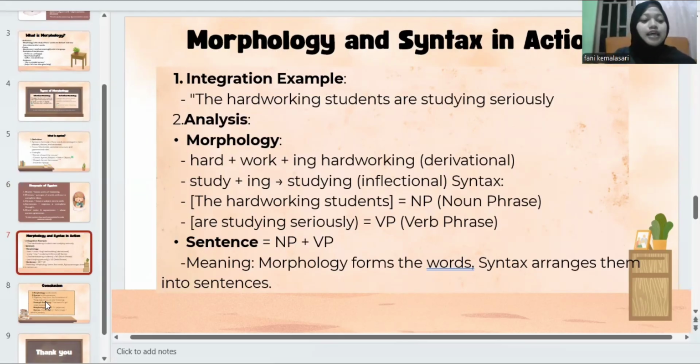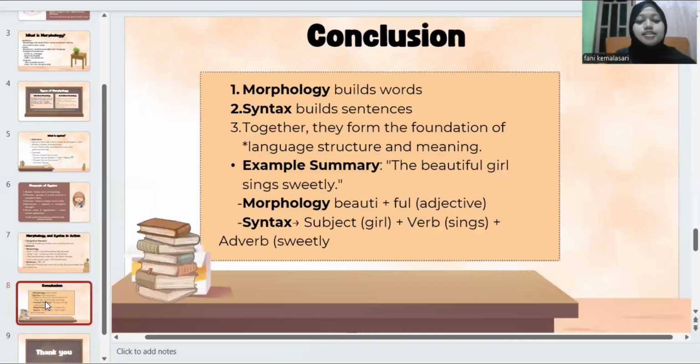And okay, and then there is conclusion. To wrap up, let's remember morphology builds the word and syntax builds the sentence. Together, they form the foundation of language and create meaning. For example, the beautiful girl sings sweetly. The morphology, beautiful, beauty plus full to beautiful, and syntax subject girl plus verb sing and adverb sweetly. So next time you read or write a sentence, think about how these two, morphology and syntax, work together behind the scenes.